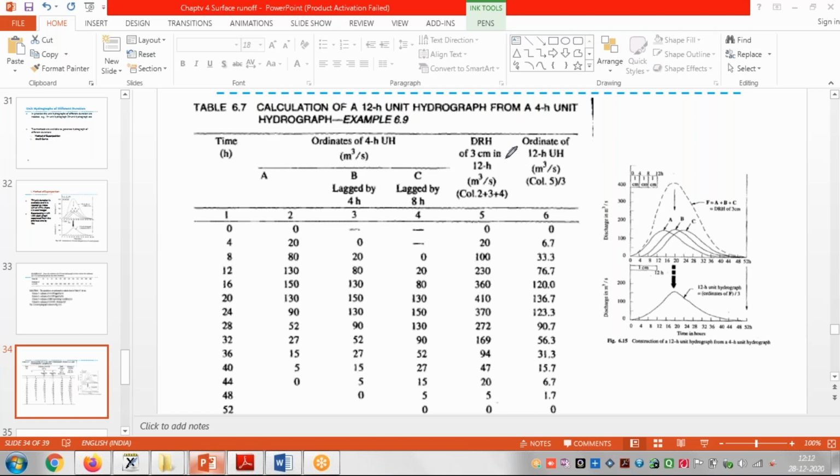If I divide this whole ordinate by 3, then what will happen? This will become the 12-hour ordinate, but for 1 centimeter rainfall. Is it okay or not okay? Is it clear or not clear? Salim? Yes, Doctor, clear, Doctor. To all of you, Mira, Mahra, Zaid.